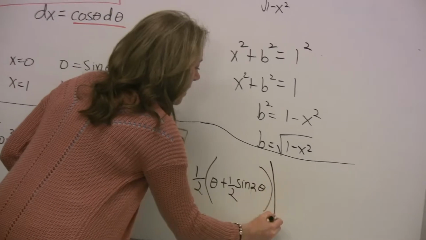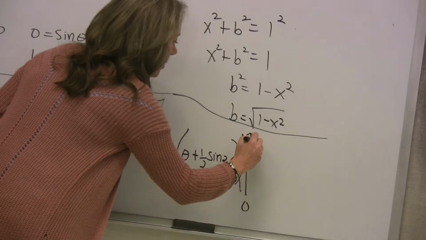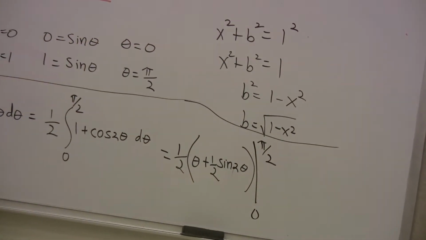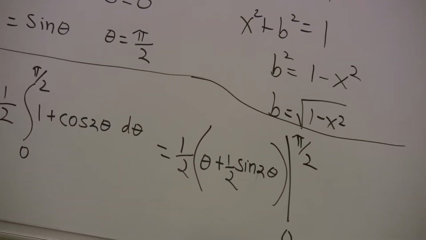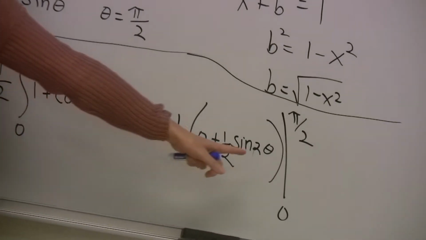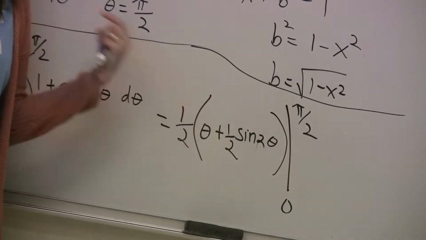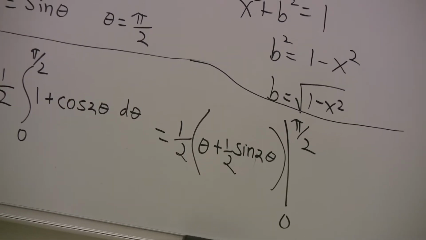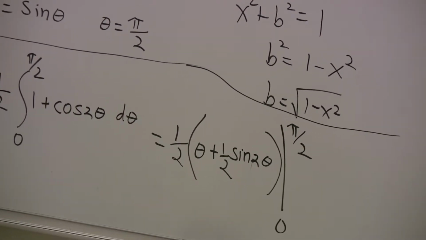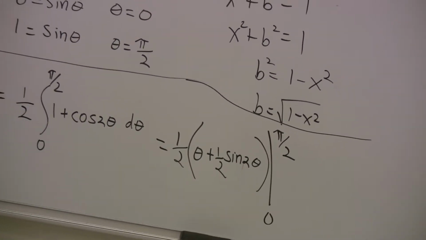And then we'll need to evaluate that from 0 to pi over 2. I'm going to go to the next board because it's all getting squished. If you're not sure about this, stop and take the derivative of it. Use the chain rule and see if it comes out to be cosine 2 theta. That works too. You want to get proficient with your u subs.